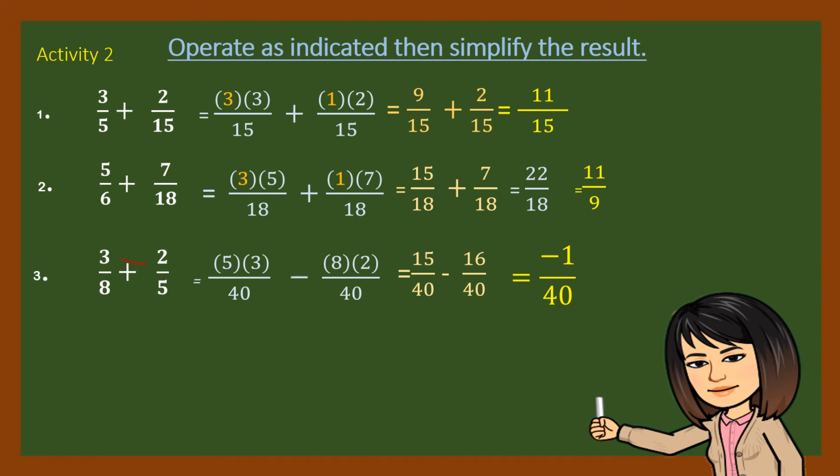Subtraction. Okay, isa pa, para maging malinaw. Ano yan? 3 over 8 minus 2 over 5.